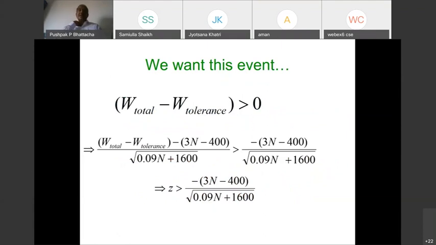Now come the mathematical operations. W total minus W tolerance should exceed 0. I subtract 3n minus 400 from both sides. So I get minus 3n minus 400.